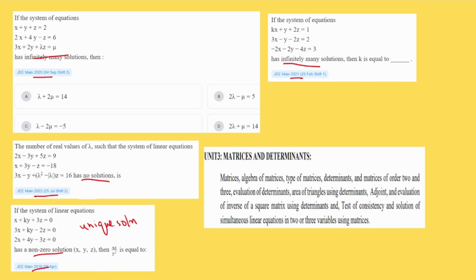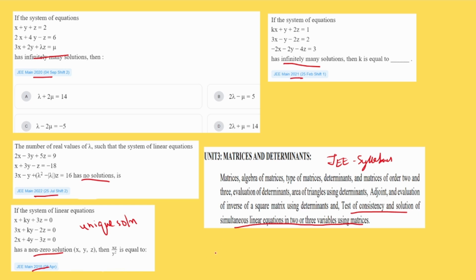In the year 2018. Okay, and as per your JEE Main, this is your JEE Main syllabus. Test of consistency and solution of simultaneous linear equations in two or more variables using matrices they have mentioned, which is there in your syllabus. That means system of linear equations is actually there in your syllabus. They're asking us to find it using the matrices. But if you check the syllabus till 2023 when JEE Main happened, they have mentioned finding the solution of simultaneous linear equations in two or three variables using matrices and determinants.